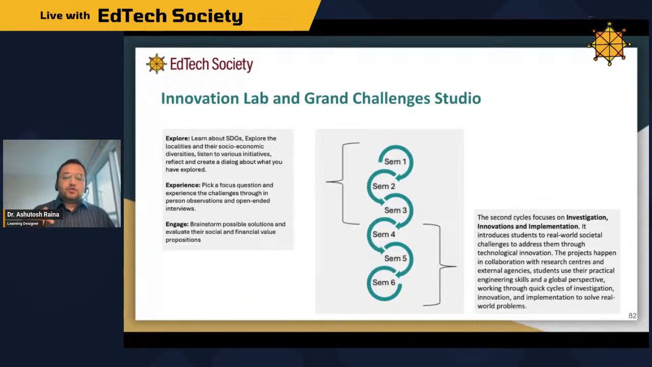on students learning certain skills. Basically, the first semesters 1, 2, 3 are divided into explore, experience, engage, and the second, semesters 4, 5, 6, is when you again associate yourself with a certain problem that you really feel passionate about, or you go to a certain organization, and for 3 semesters you really work on that problem to build some solution.